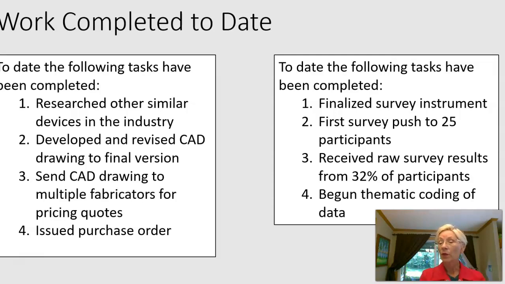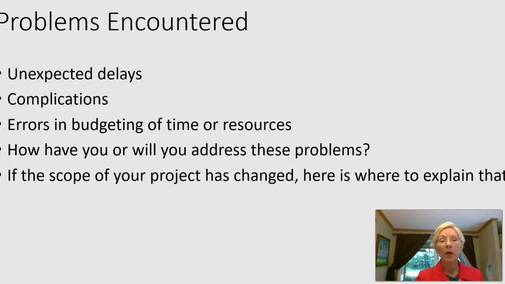Number one, I finalized a survey instrument. Maybe you're doing a survey. Number two, maybe you did a first survey push to 25 people. Maybe number three, you received raw survey results from 32% of those participants. Maybe you began the coding, the thematic coding of the data, right? So those are invisible things unless you tell me.